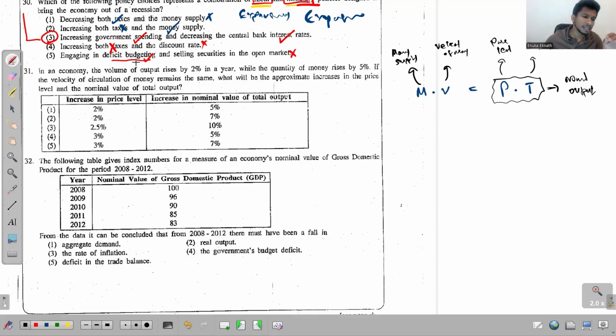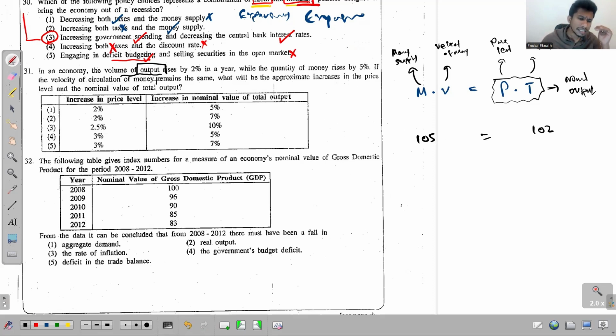So when the question says that the volume of output rises by 2%, you need to think of it in this way. If it was 100 previously, in this year, that has increased by 2%. So the total output in this year has to be 102, right? The total output in this year has to be 102. While the quantity of money rises by 5%. So once again, you just need to think about it in the exact same way. If it was 100 in the previous year, in this year, it has to be 105. So the money supply is 105 now in this year.